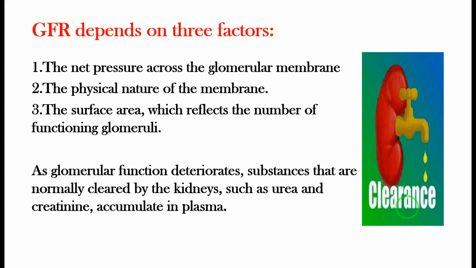If a defect occurs in any of these three factors, the net pressure, the physical nature of the membrane, or the surface area, and the surface area represents the number of functioning glomeruli, any change in any of these factors will lead to a deterioration in the renal function, so that the substances that are normally cleared by the kidney, which are the waste products, will accumulate in the plasma instead of being excreted in the urine. For example, urea and creatinine. So these substances can be measured in the plasma and give an idea about the GFR.